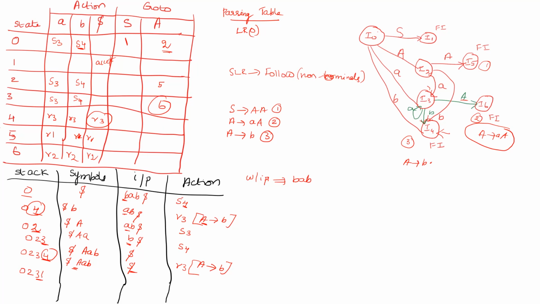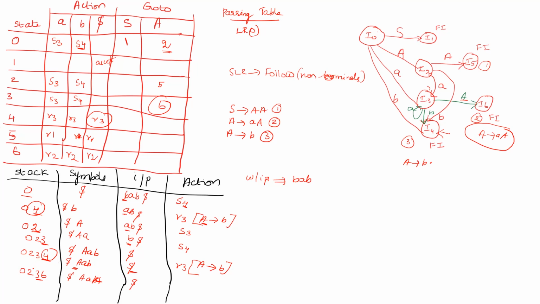So add that. Okay, add that 6, and now actually we have dollar, capital A, small b, and so here it's a reduce operation, right? So this b has been reduced to capital A, dollar symbol.